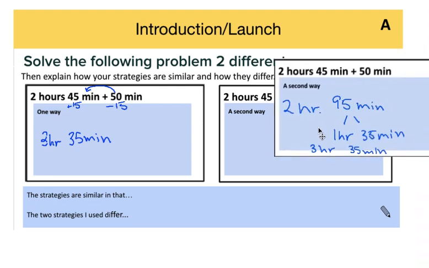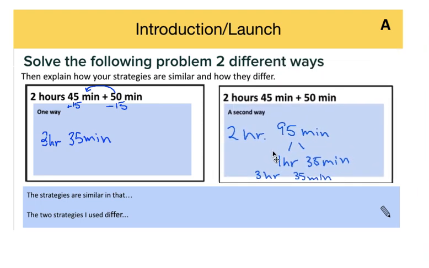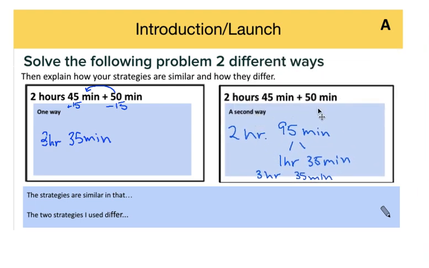Another way that maybe you added it was just to add those like terms, right? 2 hours and 95 minutes. When we create a number bond here, we get 1 hour and 35 minutes, right? 60 plus 35 gives us back that 95. So 1 hour 35 minutes plus 2 hours gives us 3 hours 35 minutes.